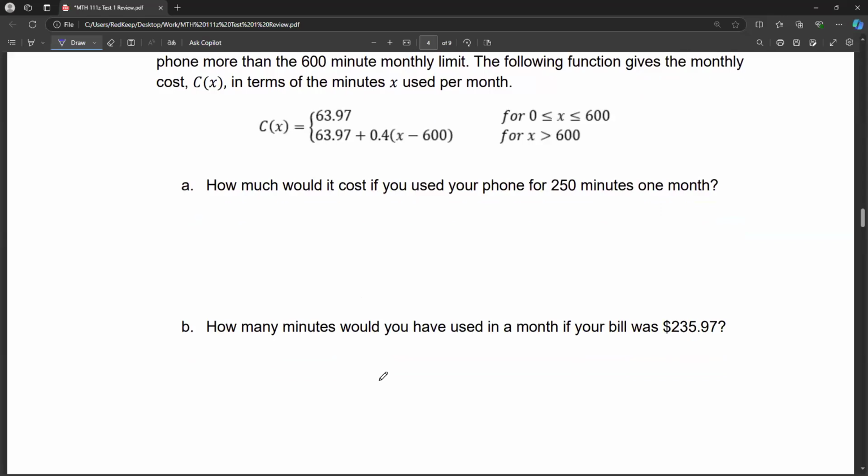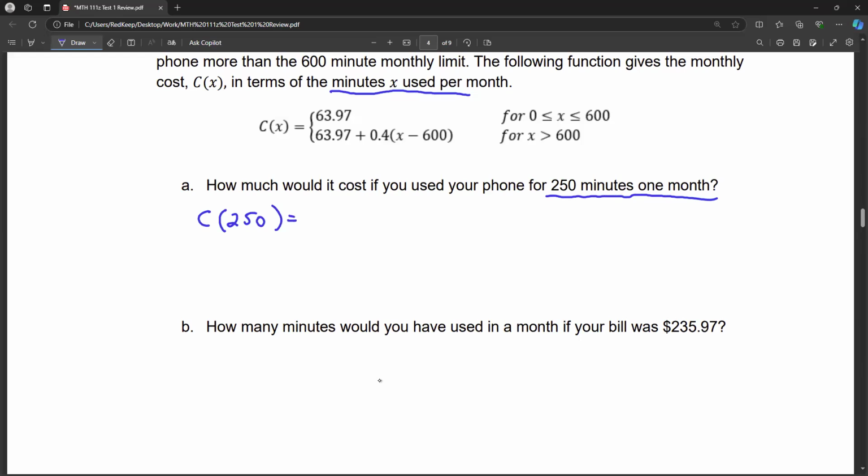Part A is asking us, how much would it cost if you used your phone for 250 minutes in 1 month? Okay, so here, if we recall from the description of this problem, x is equal to the number of minutes used per month. So when they say 250 minutes in 1 month, they're asking us, right, when x is equal to 250, what is the output? So they're asking us, well, what is C of 250?